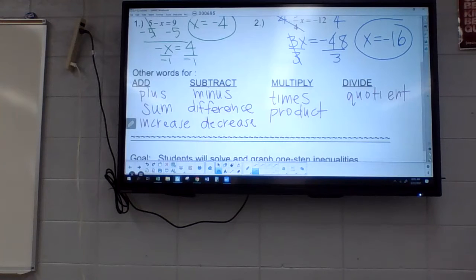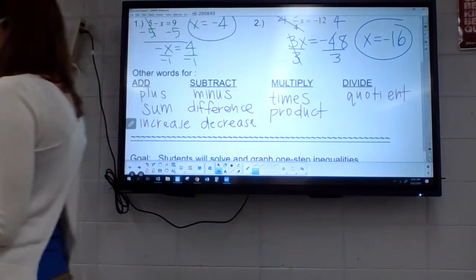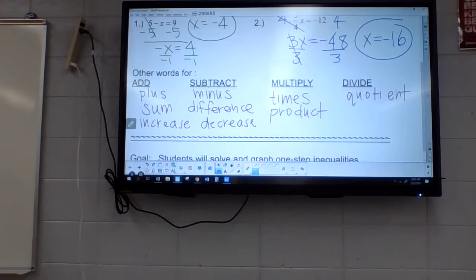All right, so we're going to talk about solving and graphing these one-step inequalities today. So I mentioned it before, those inequalities are like the little Pac-Man mouths. Before we get to that, I'm going to talk to you guys a little bit about Tuesday's lesson, which is tomorrow.